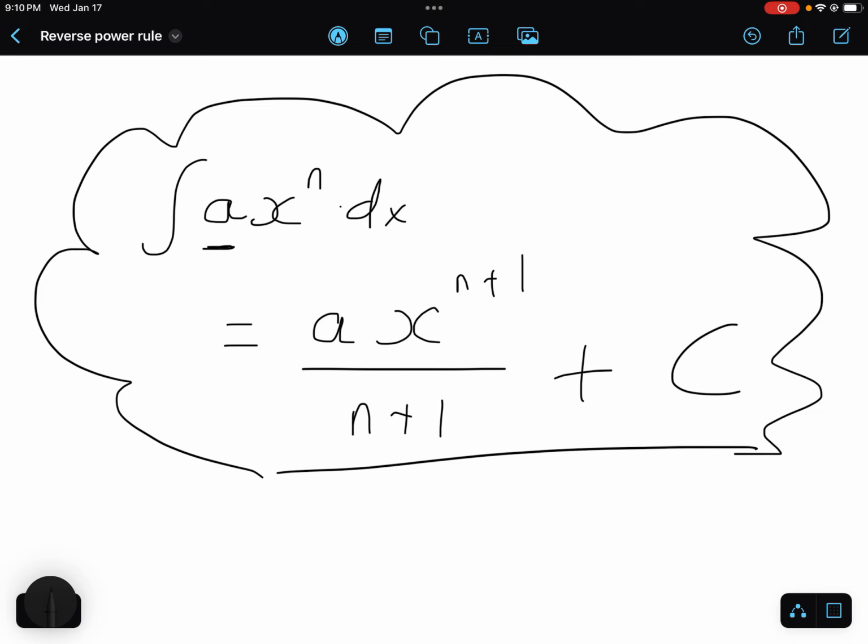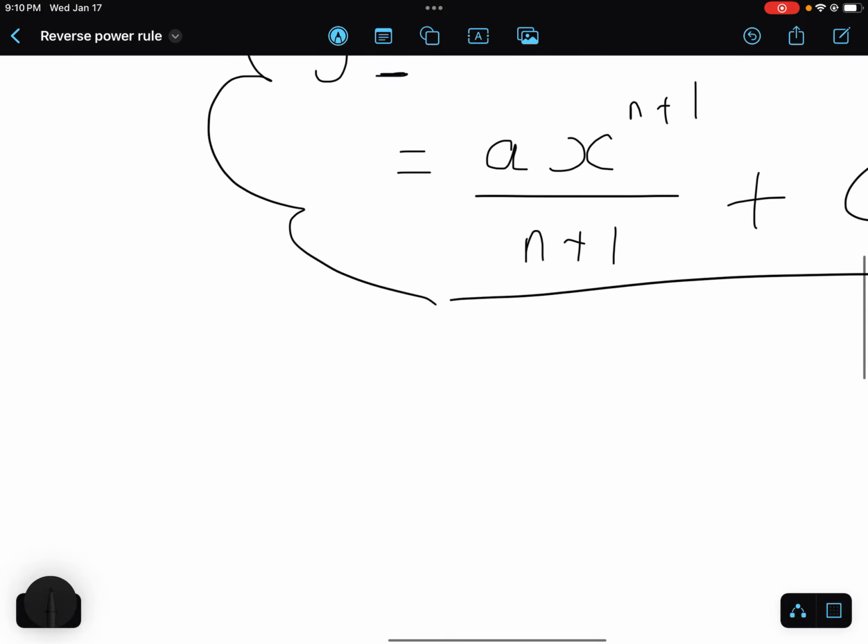Now there is one caveat here. As you can see, n can be any power as long as it's not -1. If the power is -1, then as you can see, that creates a major issue down there. So this is the caveat for using this process.